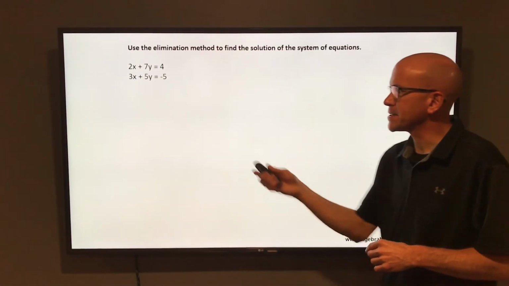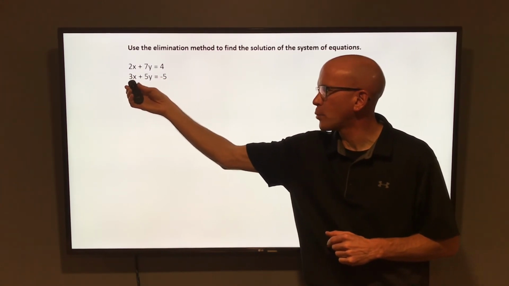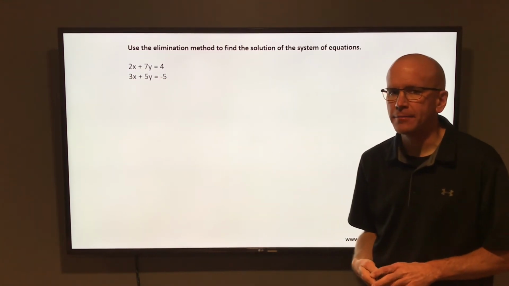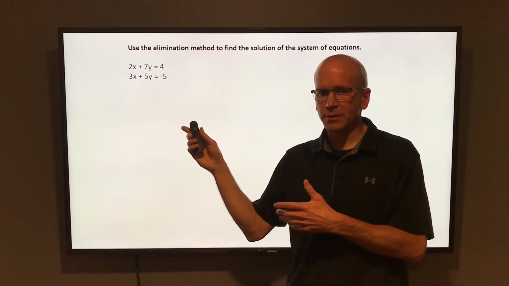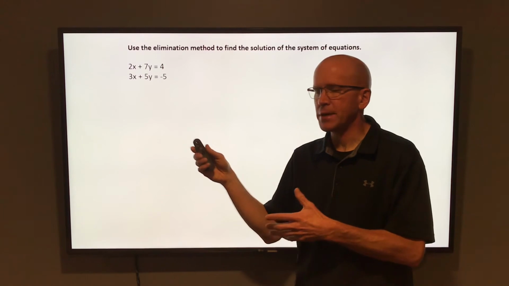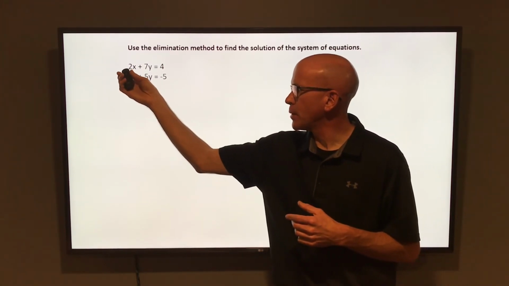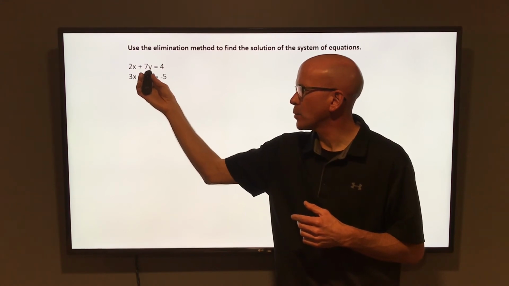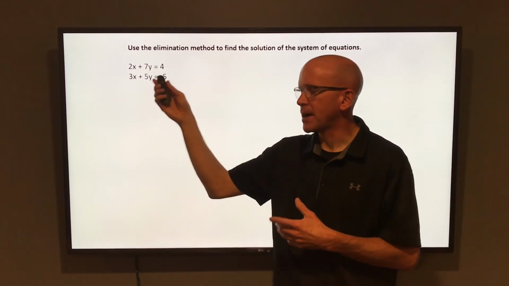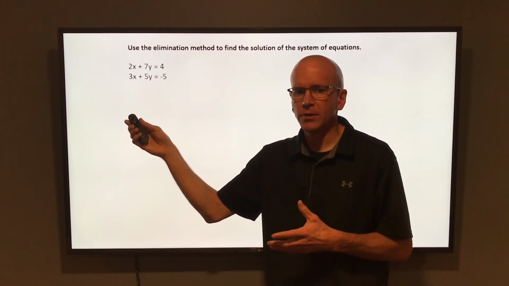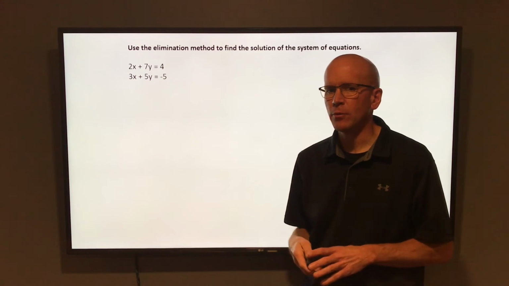We're going to solve this system of linear equations using the elimination method. 2x plus 7y equals 4 and 3x plus 5y equals negative 5. A little bit of a problem here because you can't just add these two equations together and cancel out one of the variables. You can't just subtract them and cancel out one of the variables. Because you have a 2x and a 3x, a 7y and a 5y. So here's a case where you may have to multiply the top, bottom, or both equations by something so that one of the variables will cancel when you do add those together.